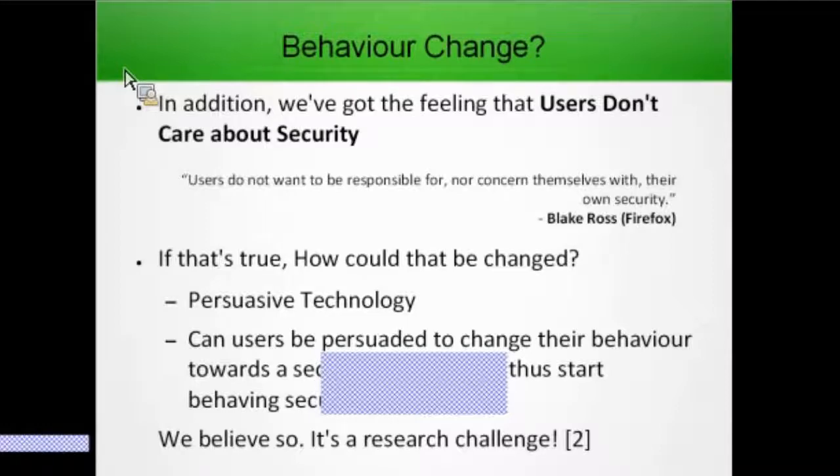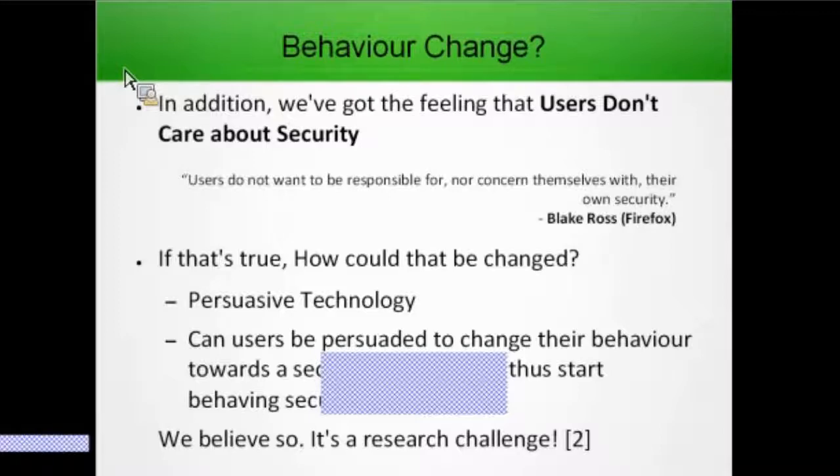why not behavior change? Users don't seem to care about security, which is the feeling of many professionals in the field. Users simply don't care about security, that's why they get so compromised. What if we try to improve their behavior regarding security? The persuasive technology field is about exactly this idea.